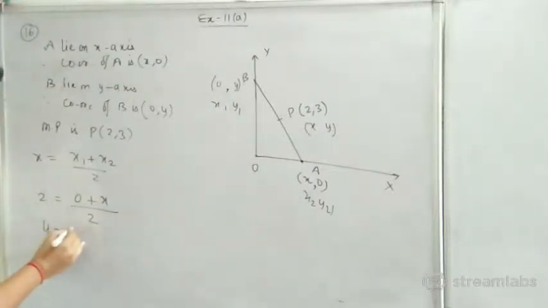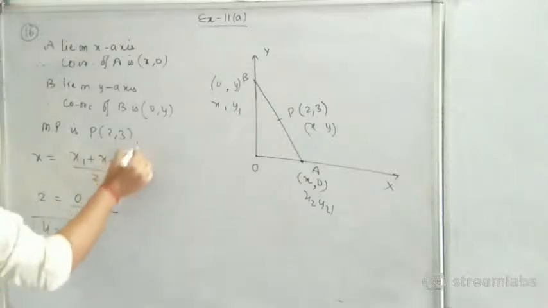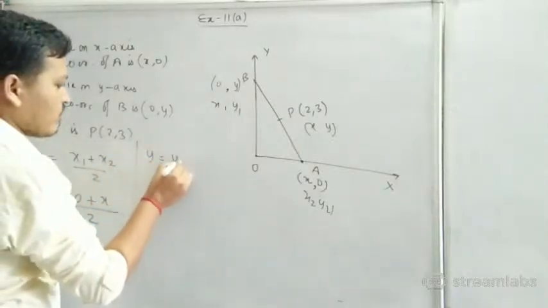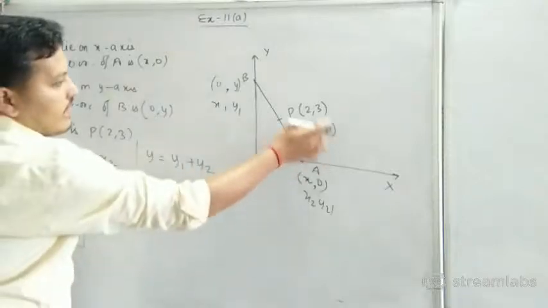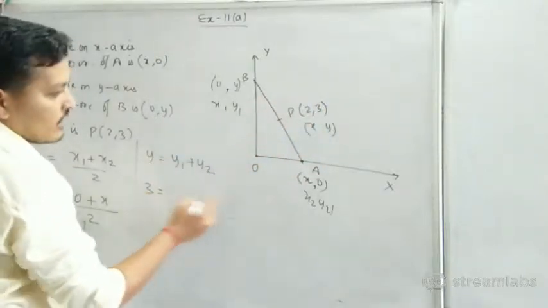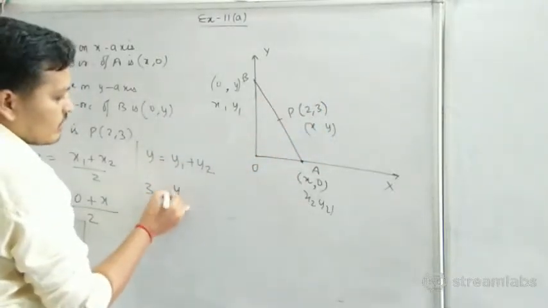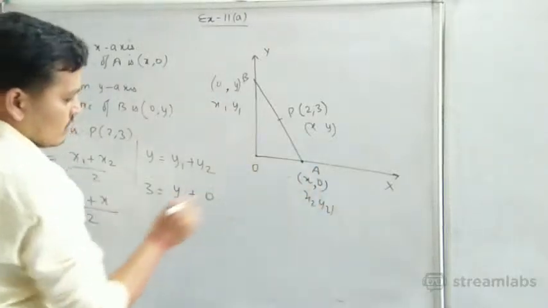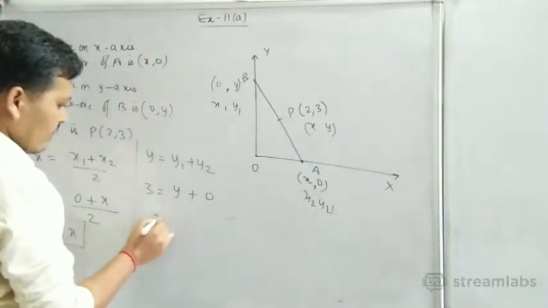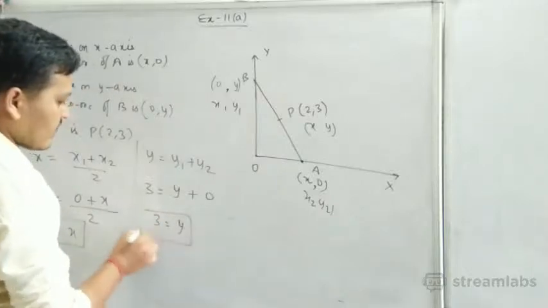2 to the 4 is equal to x. This is the value of x. Next, y is equal to y1 plus y2. What is the y? Y is 3 here. y1 is equal to y and y2 is equal to 0. So what is the value of y? Y is equal to 3. So this is the answer.